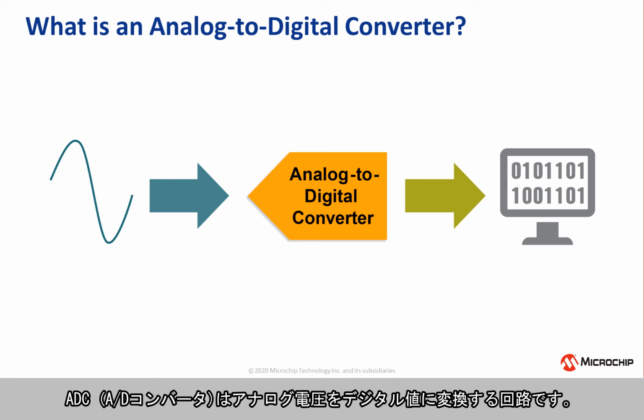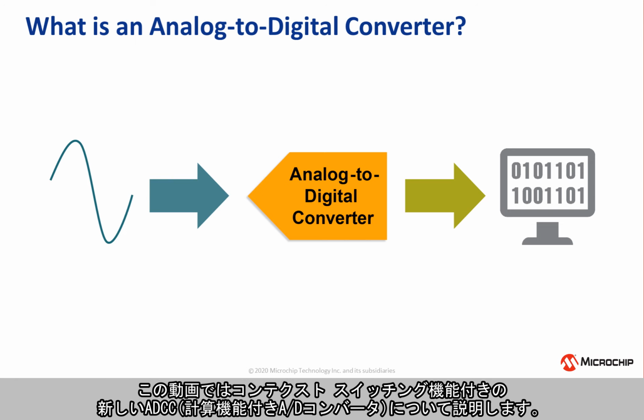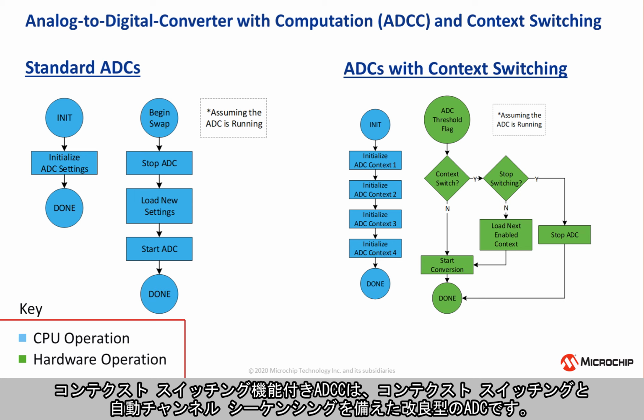The analog to digital converter, or ADC, is a circuit that takes an analog voltage and converts it to a digital number. Most modern PIC and AVR microcontrollers contain some type of integrated ADC, with features varying depending on the product family. This video will focus on the new ADCC with context switching, or analog to digital converter with computation and context. ADCC with context switching is an improved version of the ADC that adds the ability to perform context switching and automatic channel sequencing.